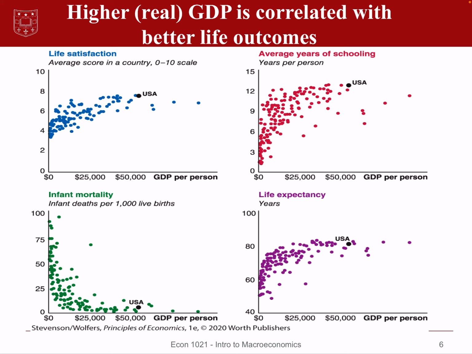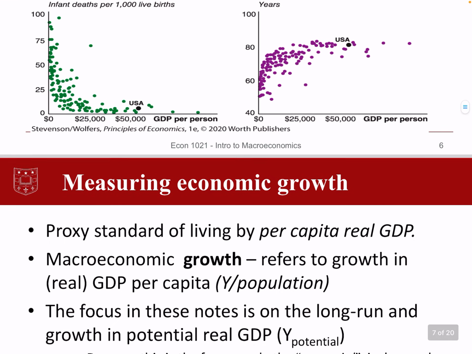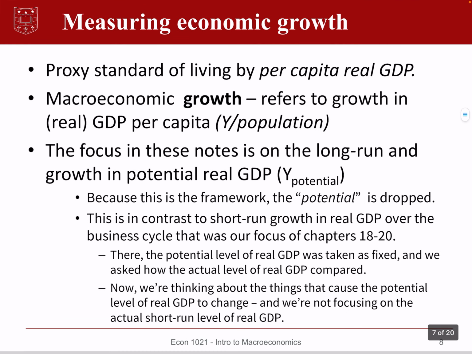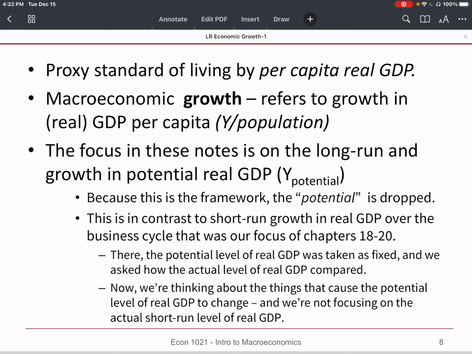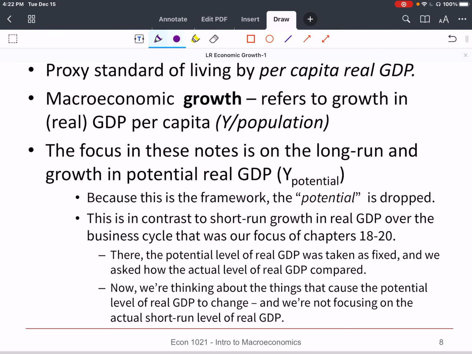So when we think about defining standards of living, what we are going to do is proxy the standard of living by per capita real GDP. And so what I want to do is think a little bit about these sorts of words. It's hard for me to do that without thinking with a pen. So we're going to proxy standard of living by per capita real GDP. So again, real GDP is a measure of income.